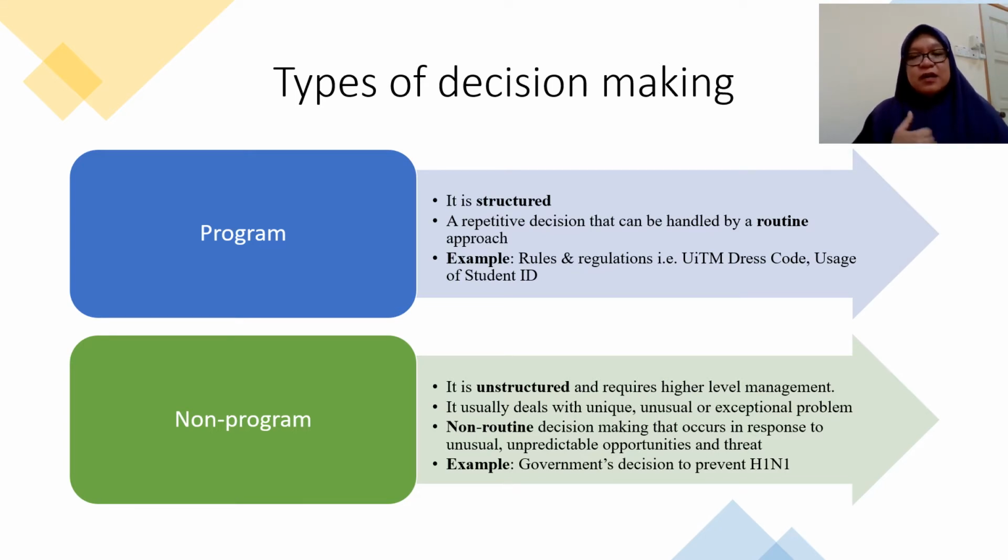For example, right now, all over the world is facing the COVID-19 pandemic. This COVID-19 has never happened before. So the government has to come up with new decisions on how to prevent it and how to cater for the situation. So program is always occurring, a routine. Non-program is unique, something new.